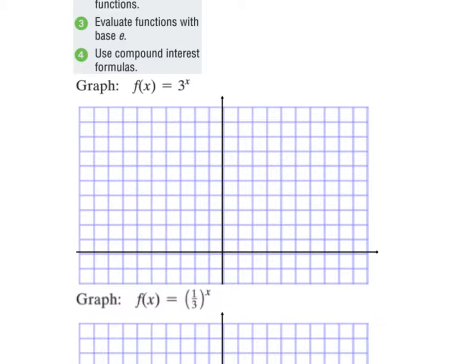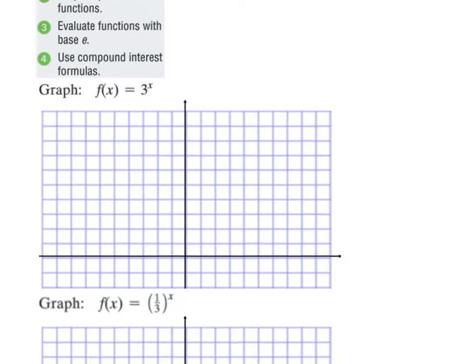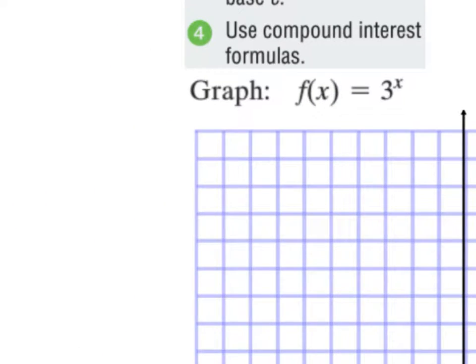Hello, welcome back. Let's continue on with graphing these problems. I know that you probably have all of this area taken up, so what I want to do real quick is just plot a couple of these points.